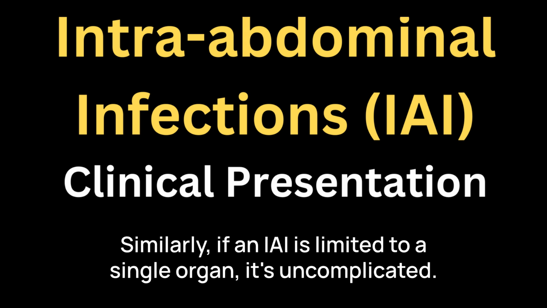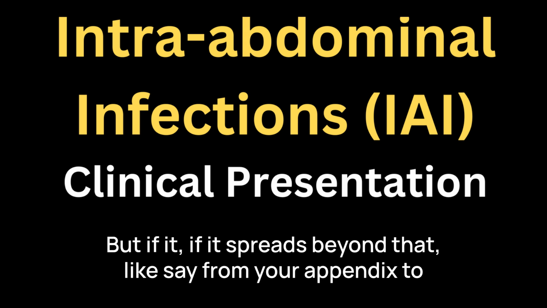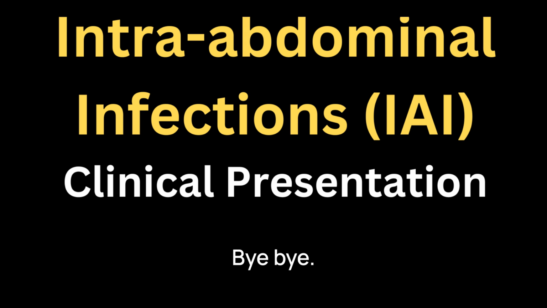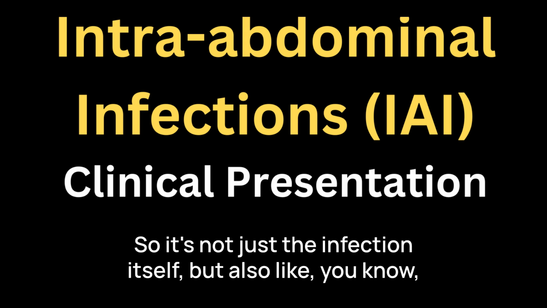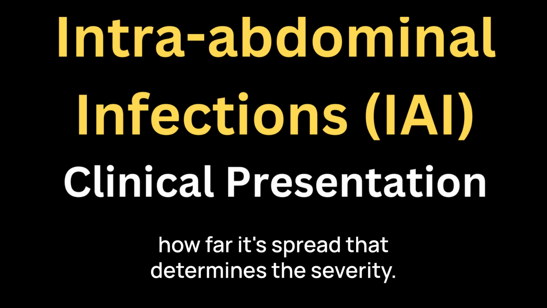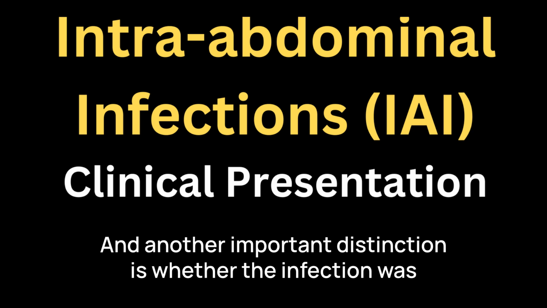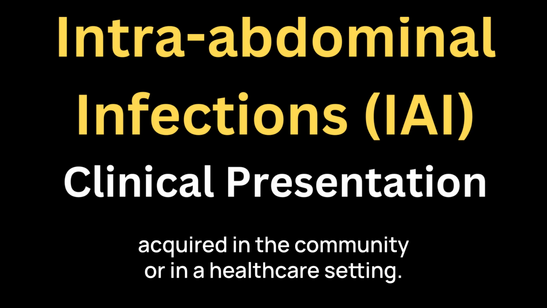Similarly, if an IAI is limited to a single organ, it's uncomplicated. But if it spreads beyond that, like say from your appendix to your surrounding tissues, we're dealing with a complicated IAI. That makes sense. So it's not just the infection itself, but also how far it spread that determines the severity. Exactly. And another important distinction is whether the infection was acquired in the community or in a healthcare setting.